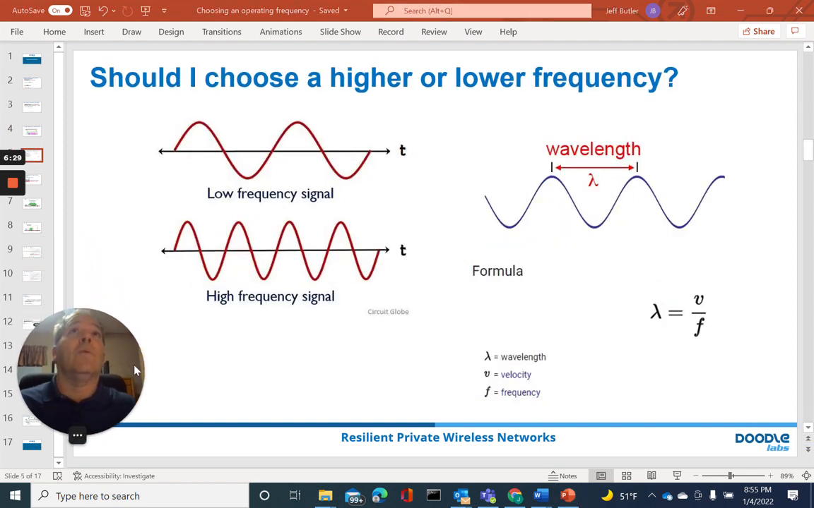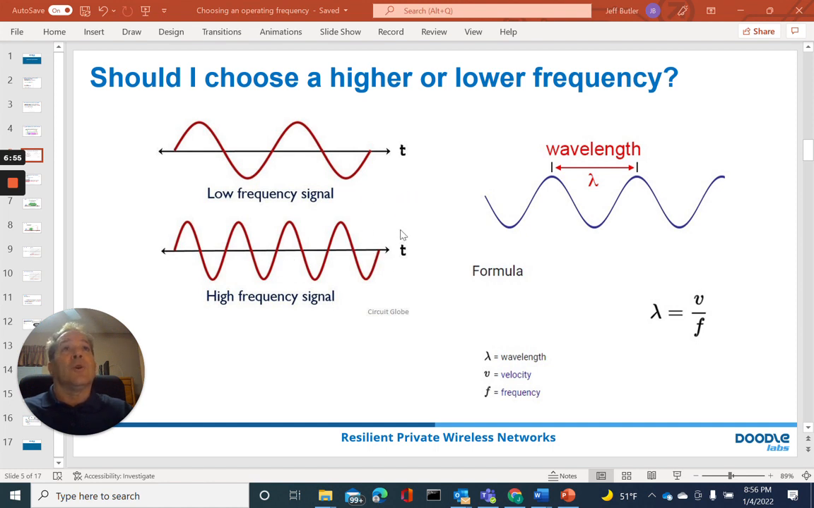Physics plays a big role here as well. So how do we want to choose a higher or lower frequency? Again, waveform physics will tell us a lot about what we want to choose. If we look at our graphing here, the lower frequency signal is basically 2 cycles. We see 2 waveforms in the same period of time, or a 2 hertz frequency. And the higher frequency signal is basically 4 waveforms, or 4 hertz of frequency here.